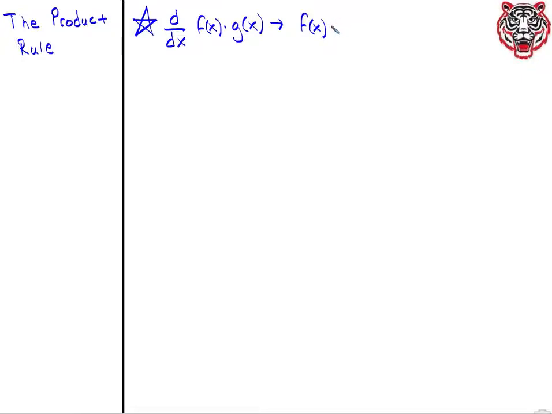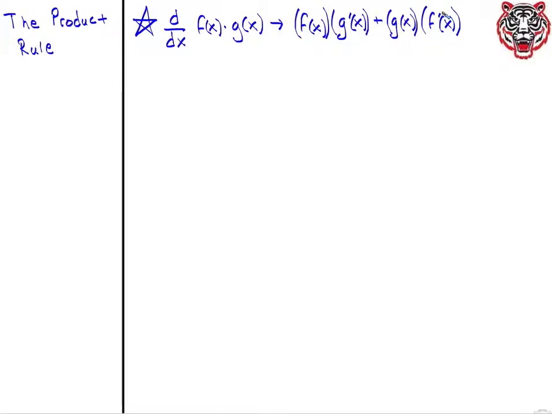Here's the rule: I think I'm just going to do parentheses around this. F of x times g prime of x, plus g of x, and all of g of x times f prime of x. Are we supposed to memorize this? Yep.